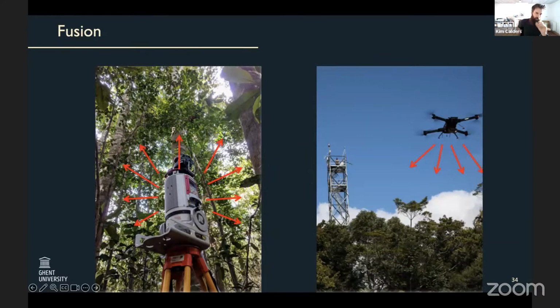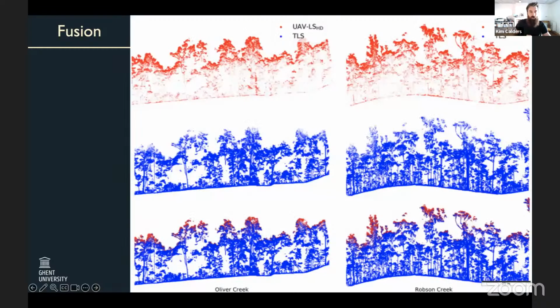This is actually Robson Creek again, where we did some work in 2018. We also went to Oliver Creek and some sites in Northern Territory, where we collected drone LiDAR, which you can see on the right, and you can see TLS data. So you have Oliver Creek and Robson Creek here. And you can see in the lower row, when we fuse these data sets, you overcome some of the occlusion that you typically have with TLS at the top, in the tropics, and some of the occlusion you have with drone LiDAR at the bottom. So you come to this more complete image.